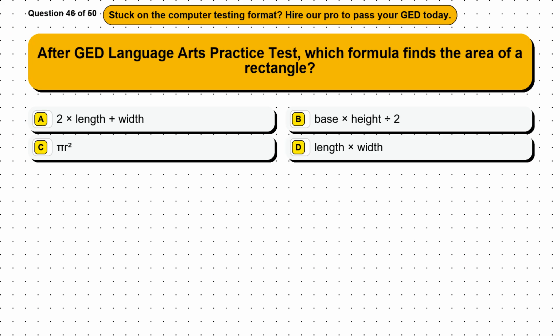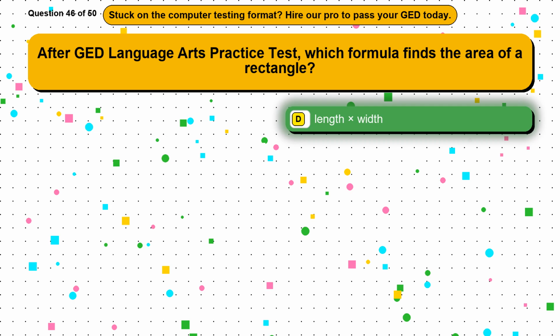Question 46. After GED language arts practice test, which formula finds the area of a rectangle? Option A, 2 times length plus width. Option B, base times height divided by 2. Option C, pi r squared. Option D, length times width. The correct answer is option D, length times width.